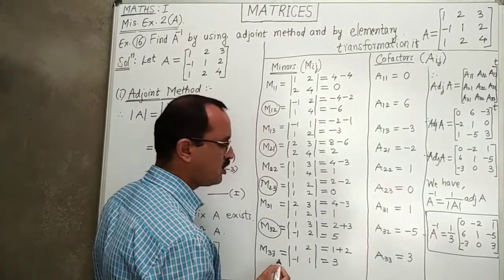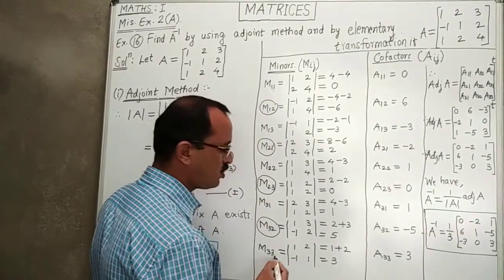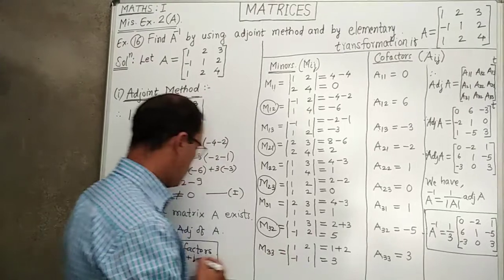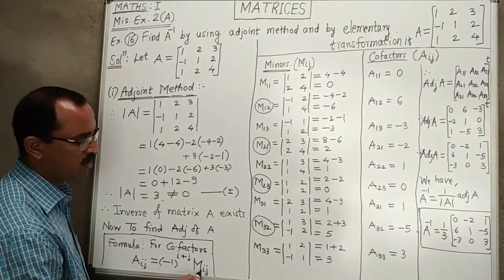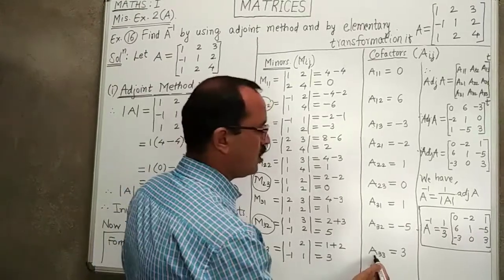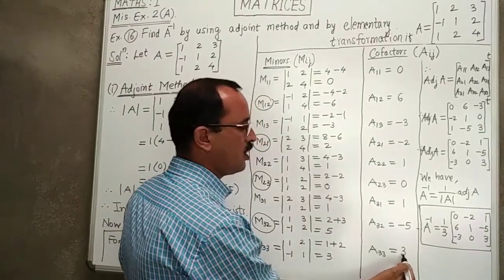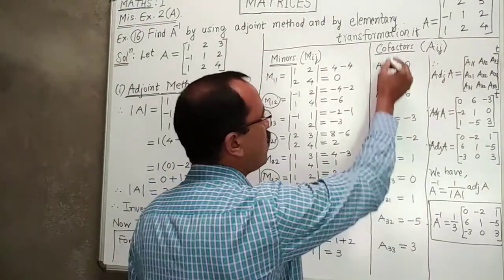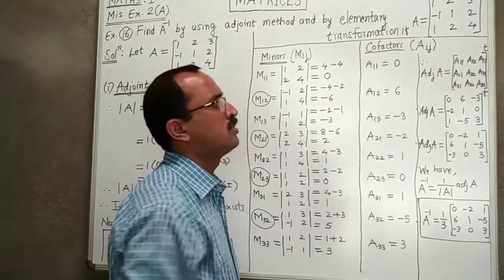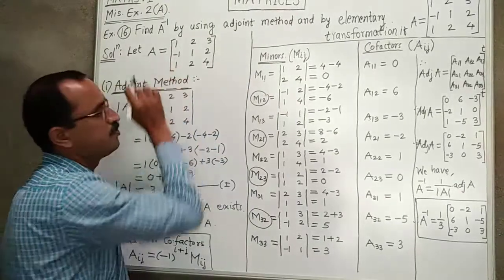And last, M33 is equal to 3. 3 plus 3 is equal to 6. And minus 1 raised to 6 is equal to plus 1 into M33. So I write A33 is equal to 3, same as M33. In this way we find all the cofactors of the matrix A.